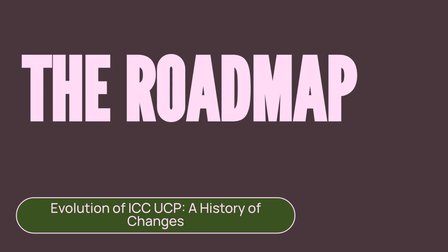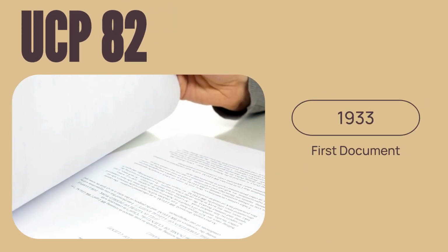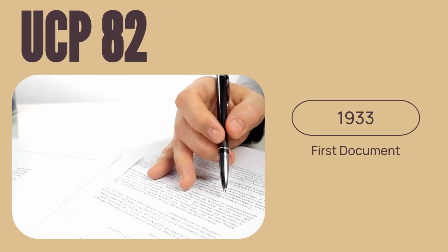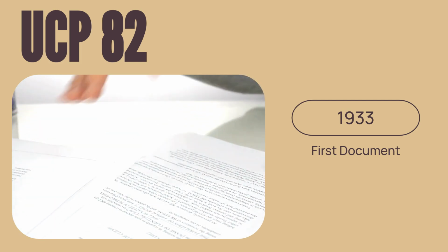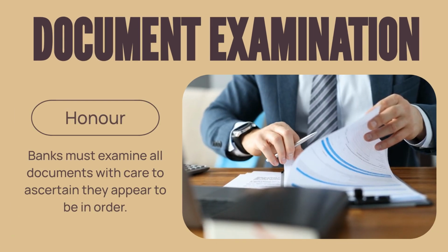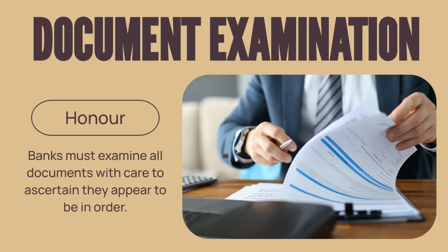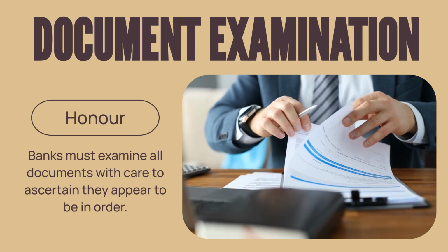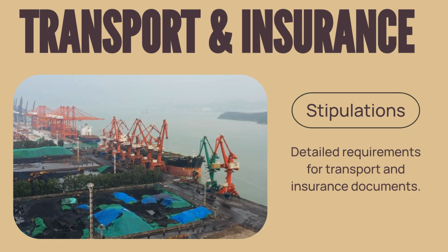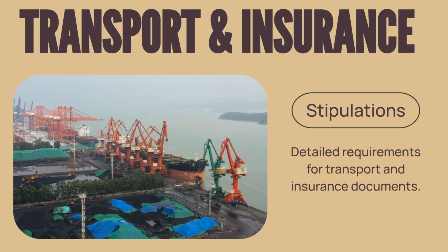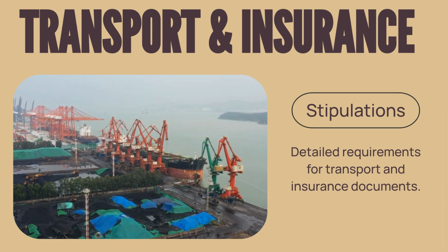finally, UCP 600. UCP 82, published in 1933, laid the essential groundwork, including crucial stipulations that still resonate in UCP 600. A key change stipulated that banks must examine all documents with care to ensure they appear to be in order. The term honor was also introduced. UCP 82 introduced detailed requirements for both transport and insurance documents, standardizing how these critical papers are handled.